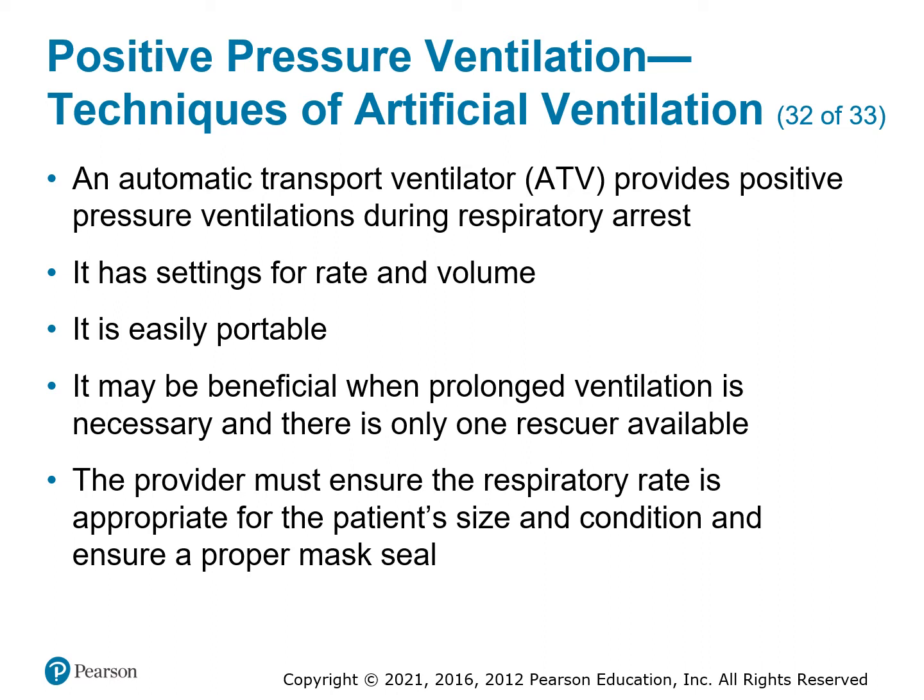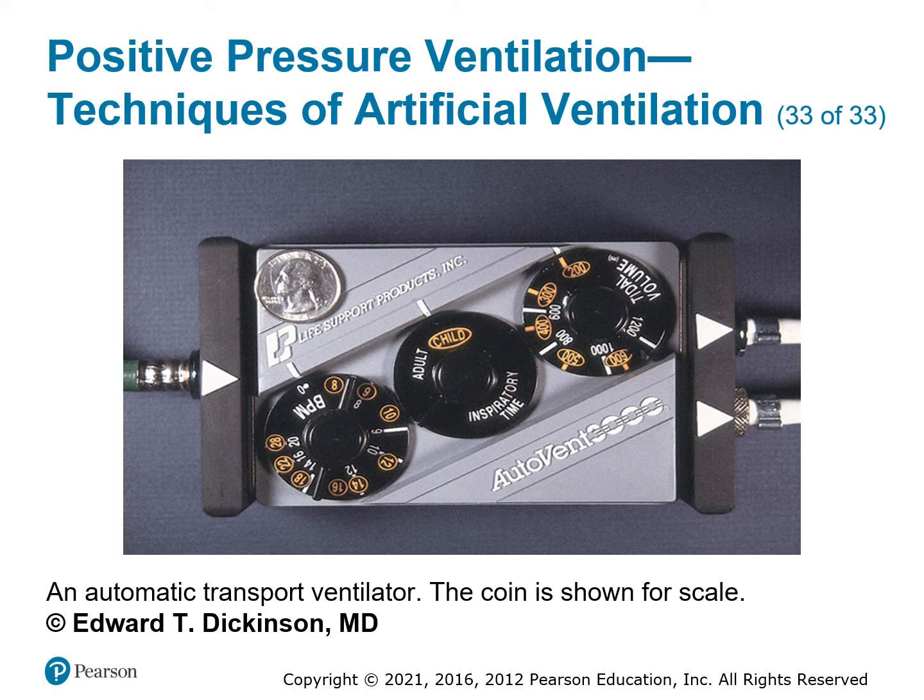However, the provider that is doing it must be sure to continually monitor the machine and the patient and make sure that everything is working appropriately. This is an example of an ATV. You can take a closer look at this in your book on page 264, but you can identify it is going to provide you with the volume, it's going to allow you to choose the respiratory rate and make those adjustments based off of your patient.